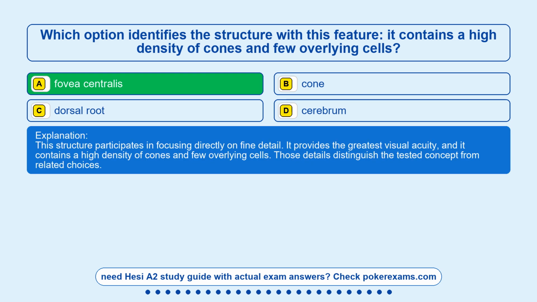This structure participates in focusing directly on fine detail. It provides the greatest visual acuity, and it contains a high density of cones and few overlying cells. Those details distinguish the tested concept from related choices.